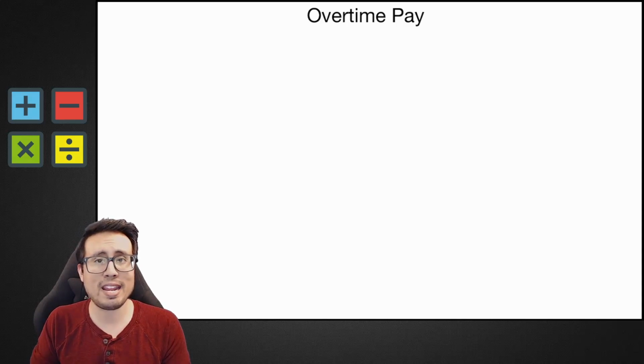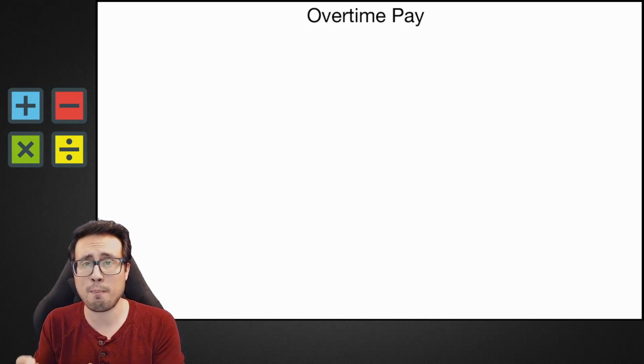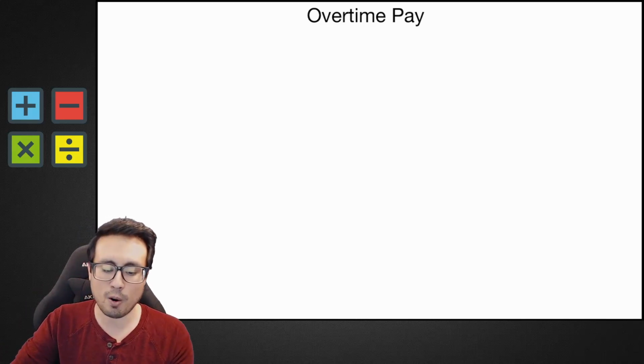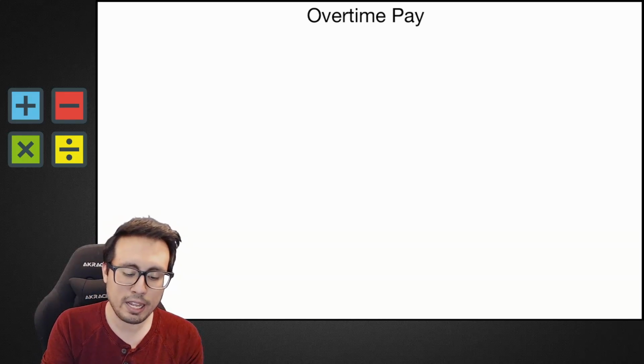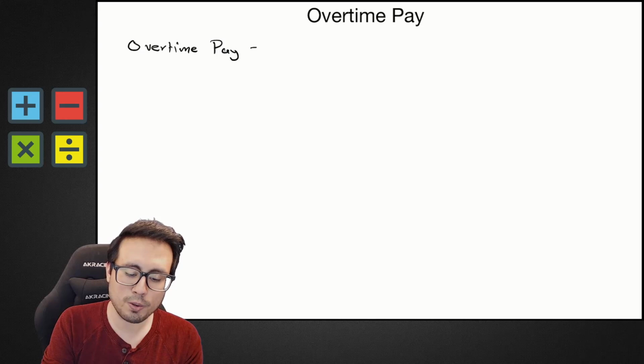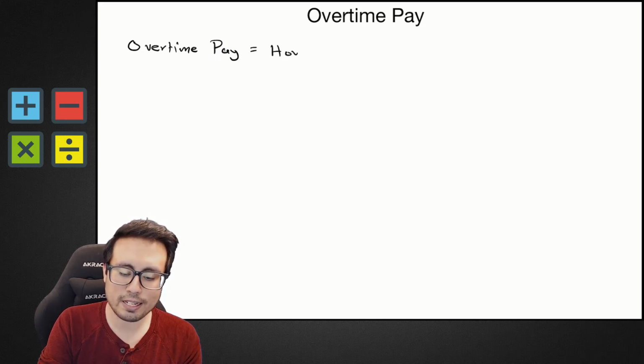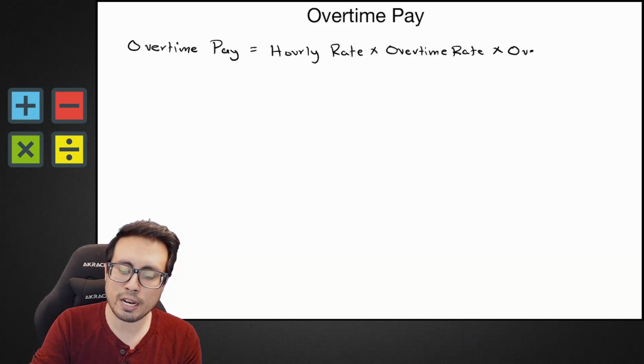Now, overtime pay gets calculated a little bit differently than your straight time pay. You would calculate your straight time pay first, but then you would need to calculate your overtime pay. And the way that we calculate overtime pay is by using the overtime pay equation. And the equation is overtime pay is equal to your hourly rate, right? How much do you make per hour, times your overtime rate, times your overtime hours worked.